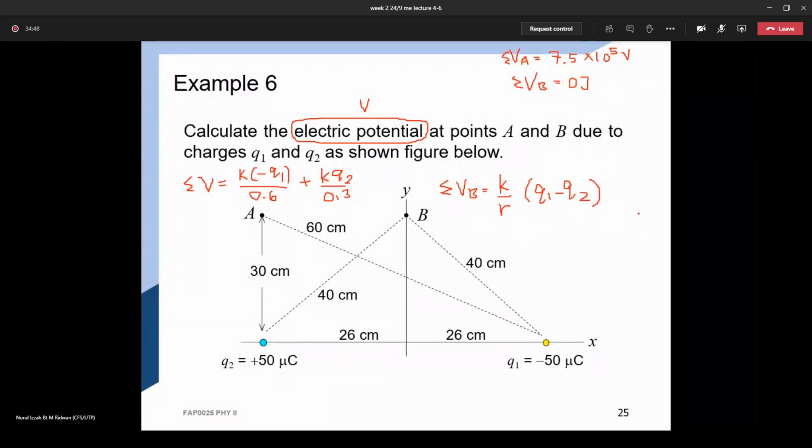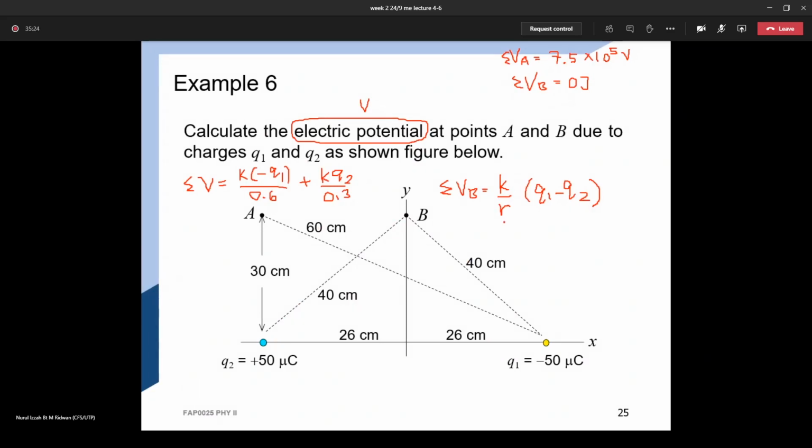Okay, I put a simplified version of the calculation actually. If you feel like this way of writing the formula is quite alien to you, you can just do it the same as A. It's just that to show for VB, K is actually constant, so it should be the same. R should be the same because from B to charge 1 is 40 centimeter. From B to charge 2 is also 40 centimeter. Then you can just factorize it out.